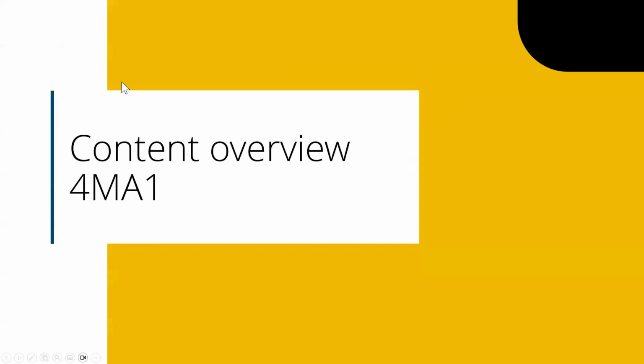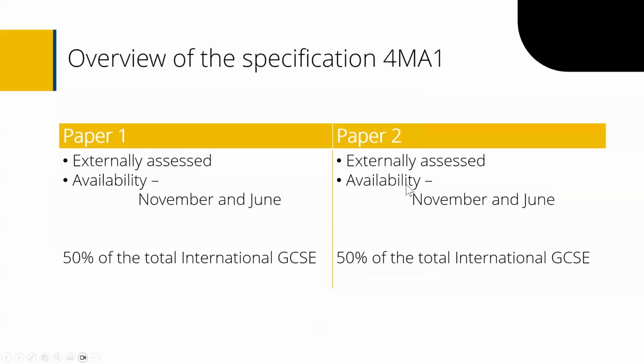I then move on to the content overview. So there are 2 papers in this specification. So this is the 4MA1. And it's worth knowing that in this one here, both are written and marked, of course, by Pearson. But the important one is that you've got 50% of the content in each one, which will be slightly different in specification B. So that's one thing to note there as well about this.